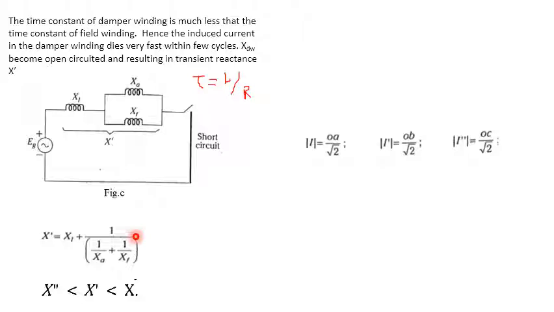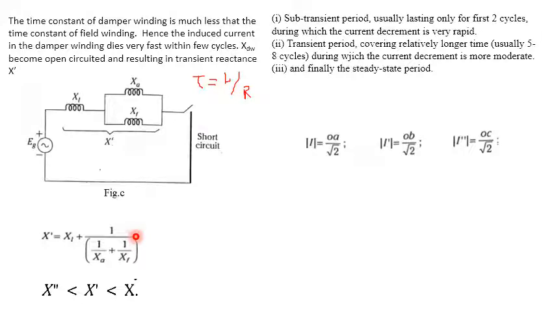So we'll understand what is meant by subtransient, transient and steady state. The subtransient period usually lasts only for the first 2 cycles, during which the current decrement is very rapid. Then the transient period covers a relatively longer time, usually 5 to 8 cycles, during which the current decrement is somewhat moderate.